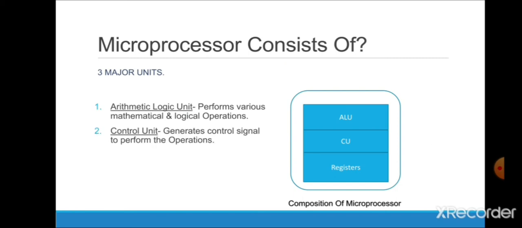The second unit is the Control Unit. To perform the above mentioned operations, the microprocessor needs to generate some control signals such as memory read, memory write, input read, input write, etc. These signals are generated by the control unit. The third unit is registers. The data on which various operations are to be performed needs to be stored somewhere temporarily inside the microprocessor. Thus, the registers provide a temporary storage place for the data inside the processor.